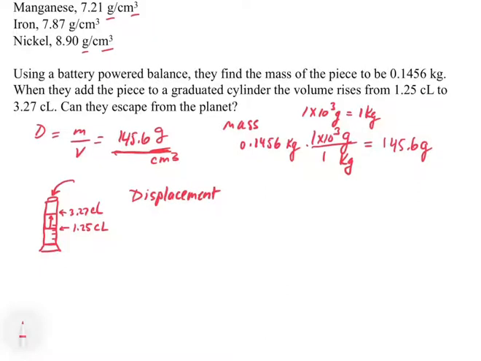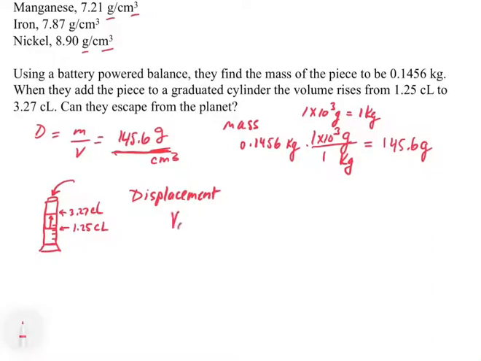Displacement is when you put something into a water column and the water column rises by the same amount of volume as the object. So let's say that you had a 10 milliliter object and you put that into a graduated cylinder. The water level is going to rise 10 milliliters because that object takes up 10 milliliters inside the graduated cylinder.